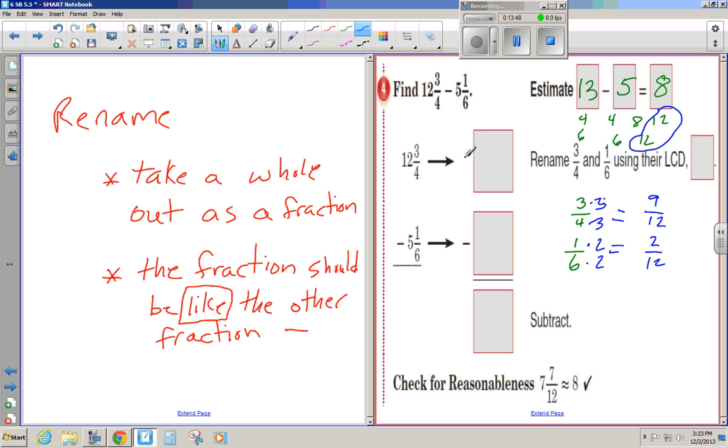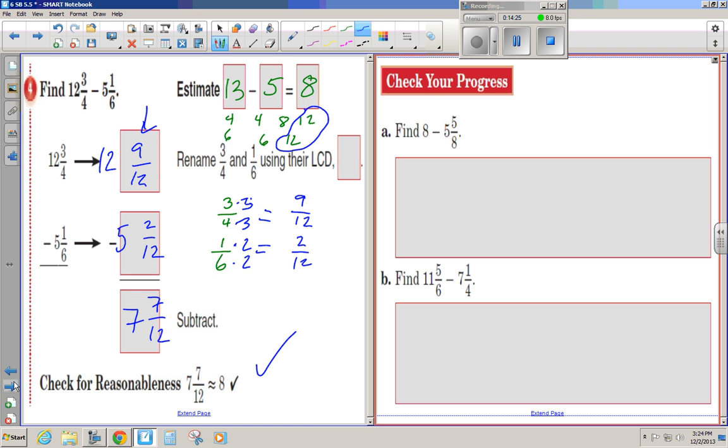So that means we now have 12 and 9/12 minus 5 and 2/12. Since this numerator is bigger than this numerator, 9/12 minus 2/12 is 7/12. 12 minus 5 is 7. So 7 and 7/12 is fairly close to 8. So we should feel confident about our answer.